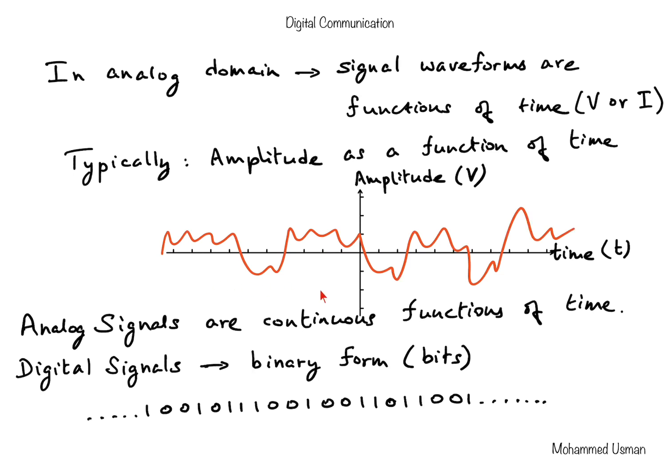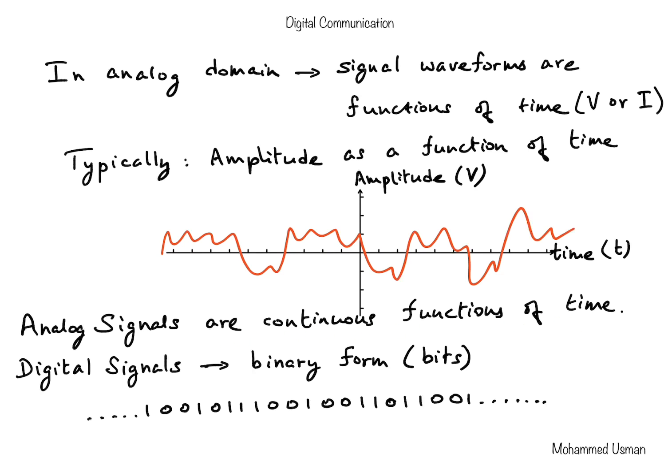So we have an example here where I plotted a waveform which is an analog signal, and what you notice here is that the amplitude of this signal is changing as a function of time. So we have amplitude on the y-axis and time on the x-axis, and the amplitude is changing with time. And it's a continuous signal. So an analog signal is a continuous function of time, where as far as this course is concerned, we will have amplitude on the y-axis and time on the x-axis. So analog signals are basically continuous functions of time.